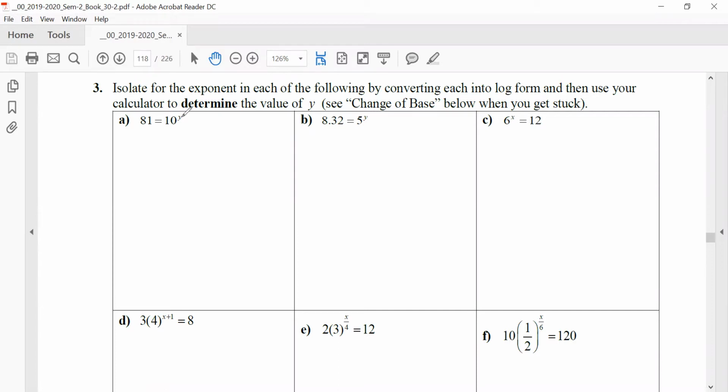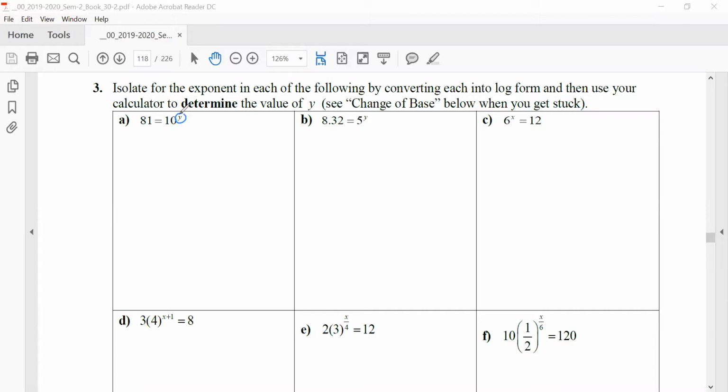Okay, so here we go. We can solve. There's only one variable. It says let's solve for y. So the first thing I try to do is I say, can I make the bases the same? I can't. I don't know what 10 to the power of is going to give me 81. So I can't make the bases the same.